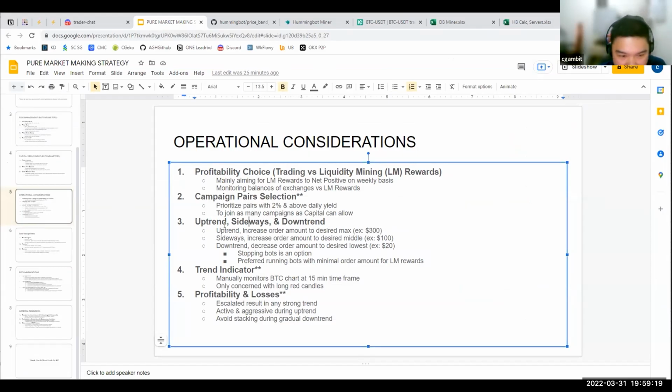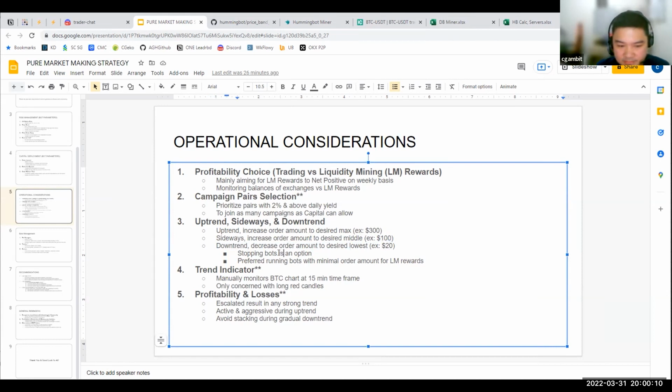The third consideration is the type of market trend: uptrend, sideways, and downtrend. As I mentioned previously, if the market is in an uptrend, we become aggressive, monitor it, and increase our order amount, up to $300. For sideways, we go to the middle ground, like $100 or $150. And if there's a really strong downtrend, we cut our losses and reduce the order amount to $20 or $30.